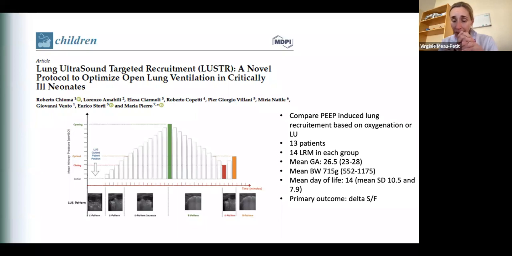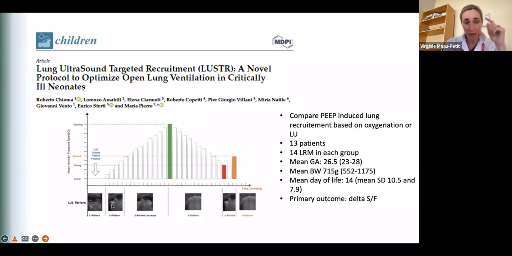You can see the characteristics of the patients, and they were at a mean of 14 days of life. The primary outcome was to assess if there was a difference in the PEEP-induced lung recruitment between the 2 methods on the delta SpO2 over FiO2. So they applied exactly the same protocol as before. They start from the C pattern.